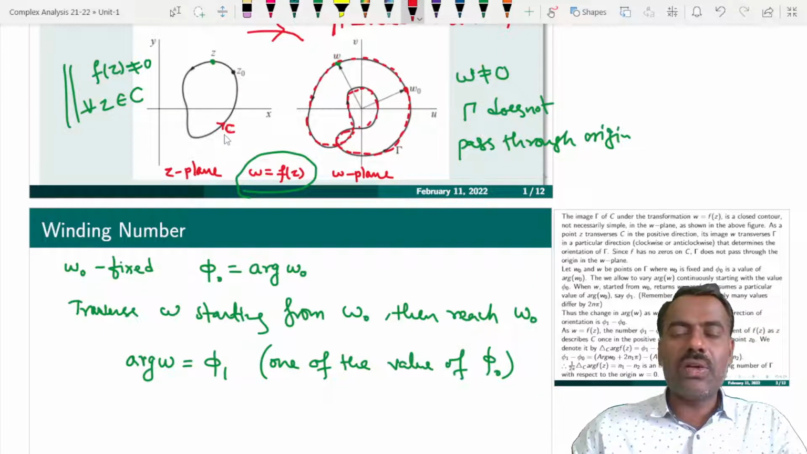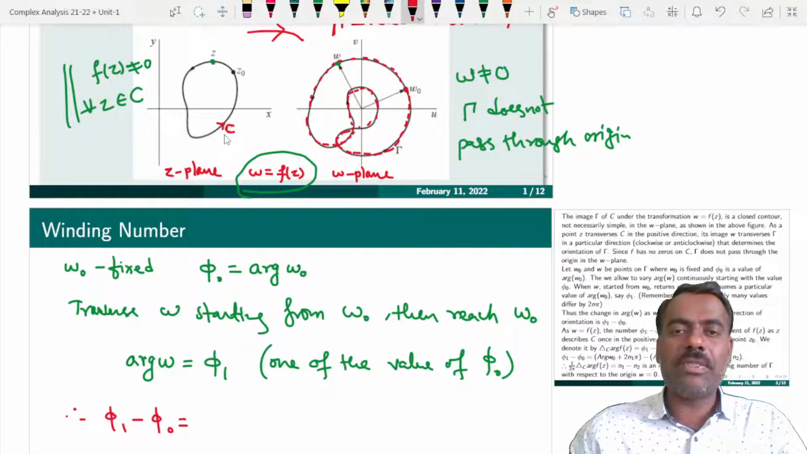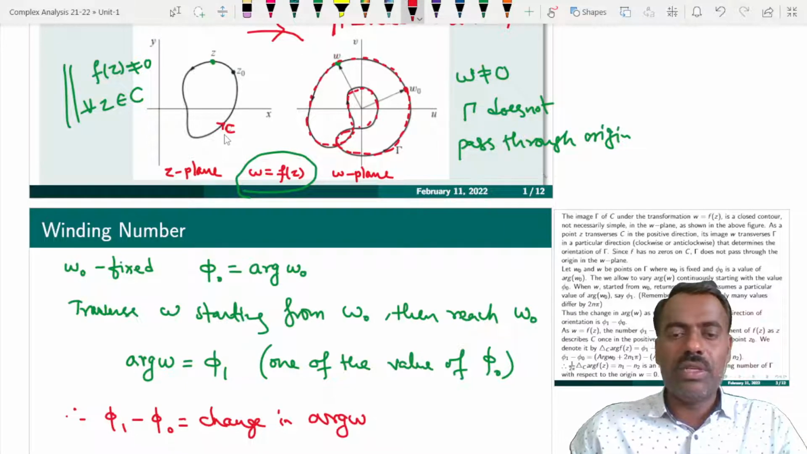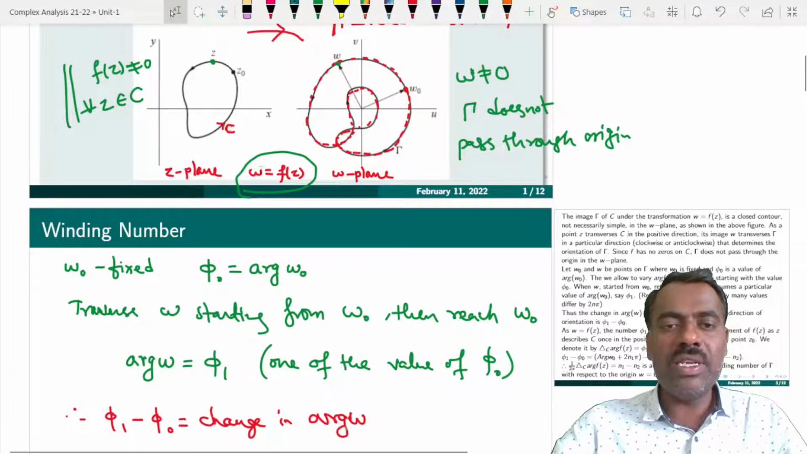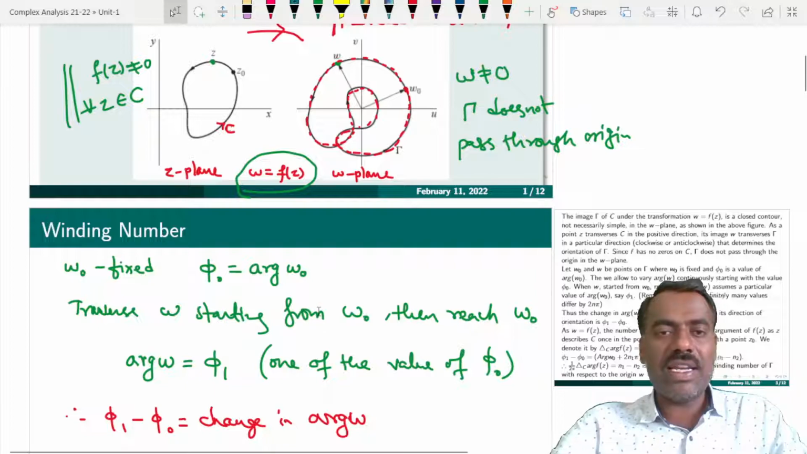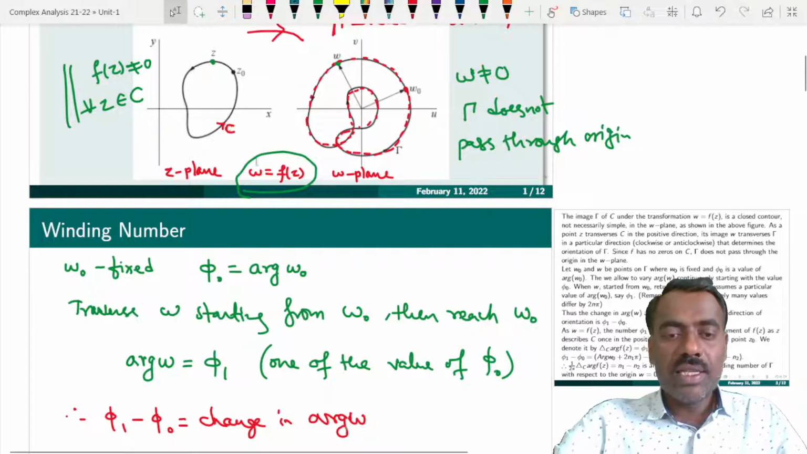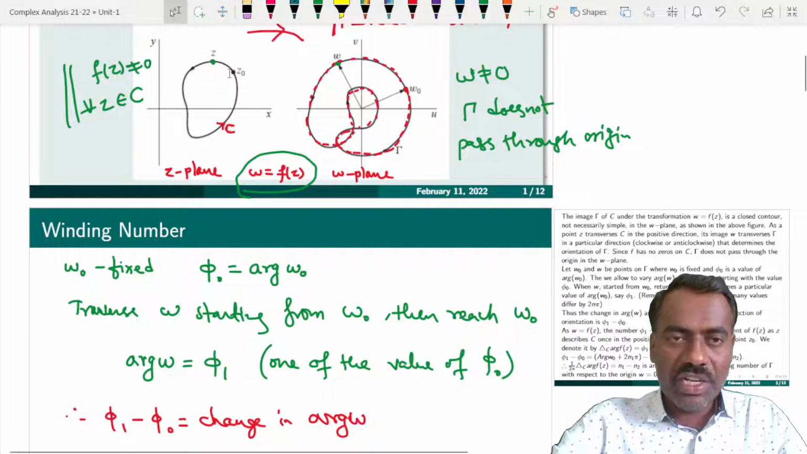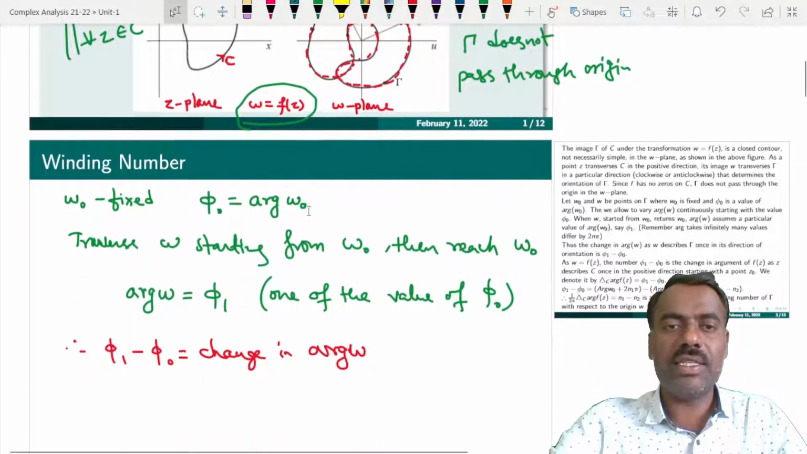That value, whatever we are going to get, the argument of that, we are calling it phi 1. So obviously phi 1 minus phi naught is nothing but the change in argument of this W. But our W is f of z. So this phi 1 minus phi naught is nothing but the change in argument of this f of z when we traverse this z starting from z naught and reach it once. So that is the idea.